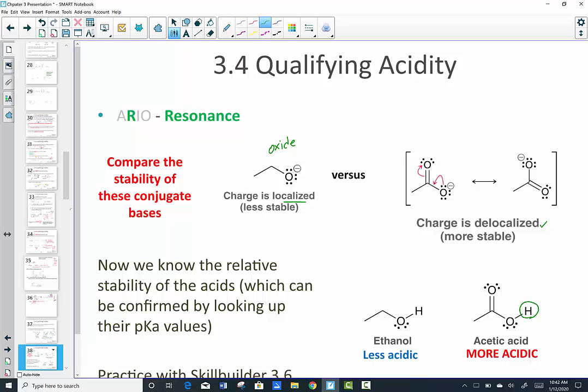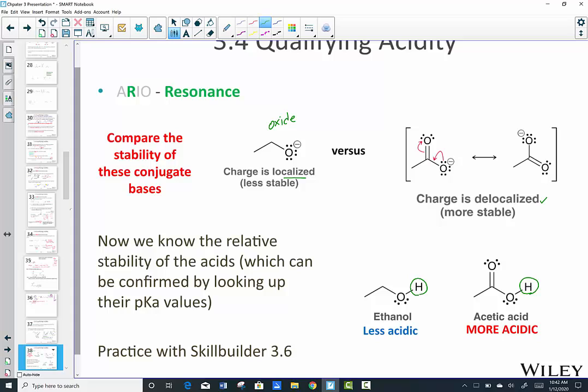So in our ARIO, we look at the atom. If we can't make a judgment by the atom, we go to the next letter, R, resonance. Is any of the electrons, the pair that's forming from the abstraction of a proton, does that have any ability to be stabilized by resonance? And if so, that's the more stable structure, therefore its parent acid is stronger.